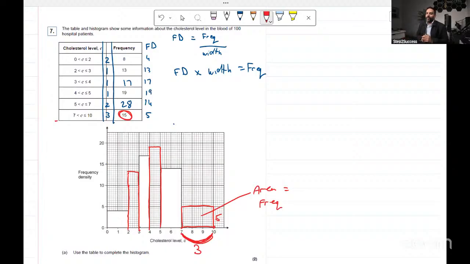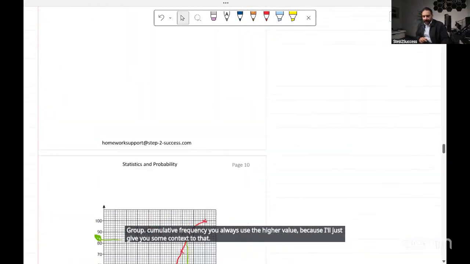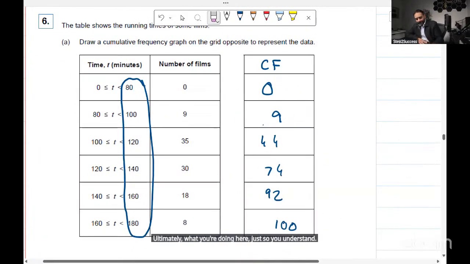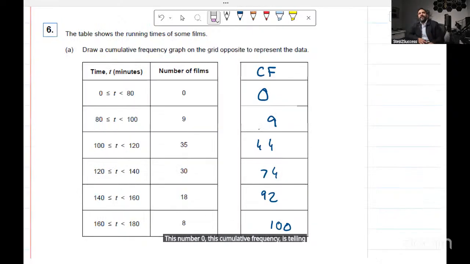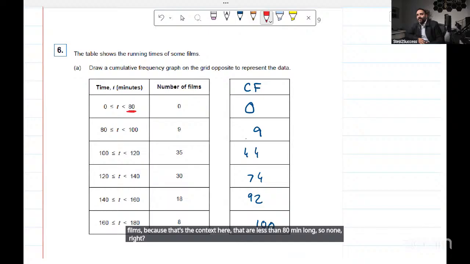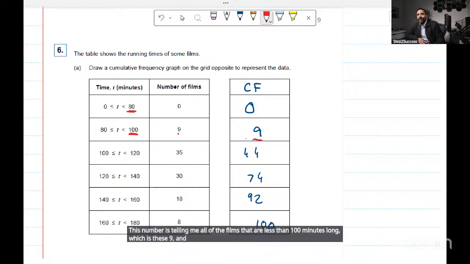Cumulative frequency, you always use the higher value because I'll just give you some context to that. Ultimately, what you're doing here, just so you understand, this number 0, this cumulative frequency, is telling me all of the films, because that's the context here, that are less than 80 minutes long. So none, right? This number is telling me all of the films that are less than 100 minutes long, which is these 9 and the 0 before it.